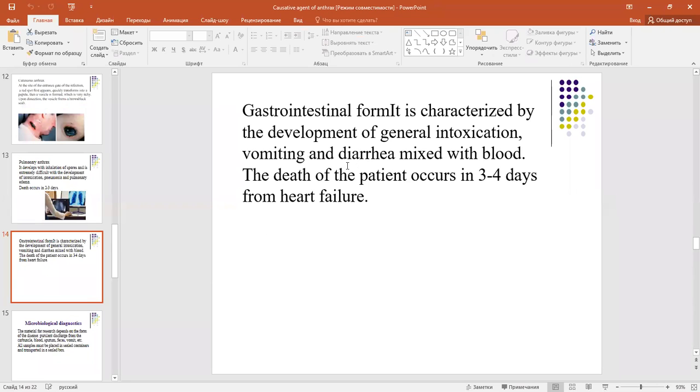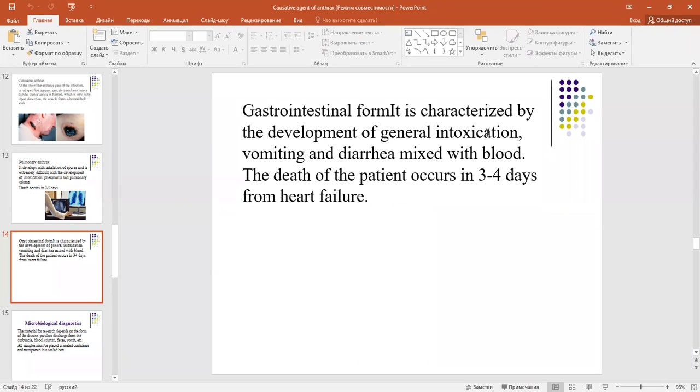And then the gastrointestinal form. It develops after eating meat if it's not properly cooked. Like steak, medium red with blood, for example. Are you sure that this animal was not infected by anthrax? Some people prefer the steak with blood. Meat should be properly cooked, okay?